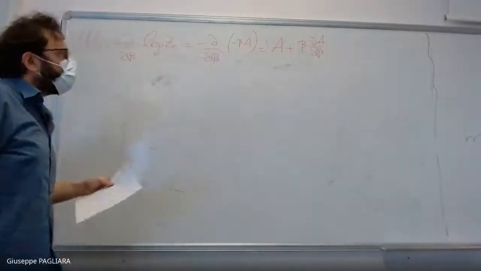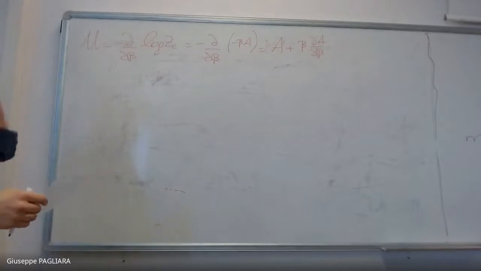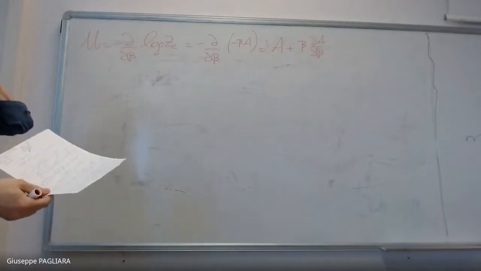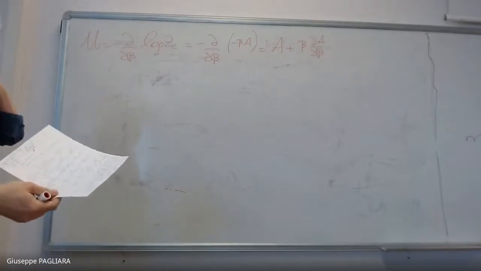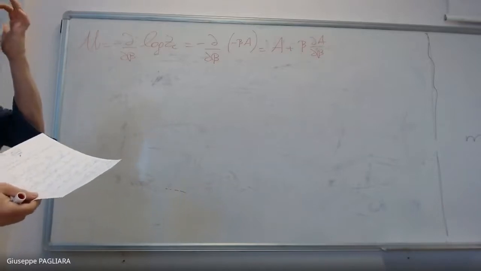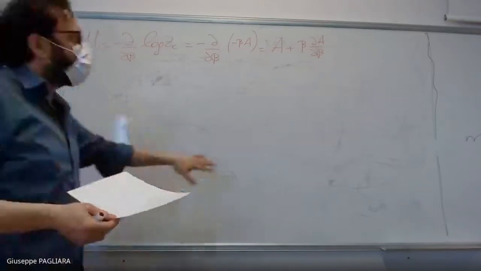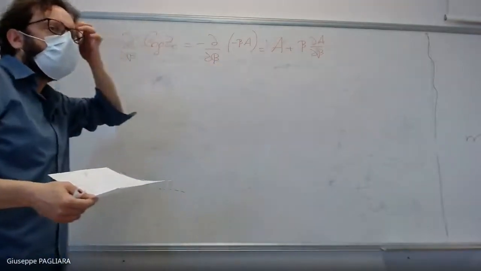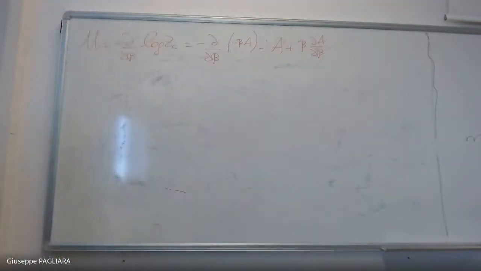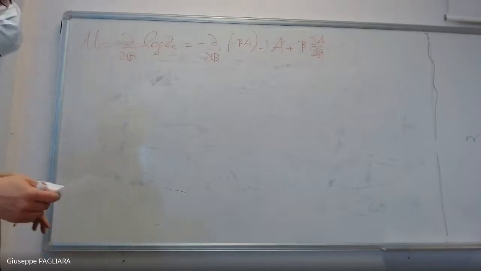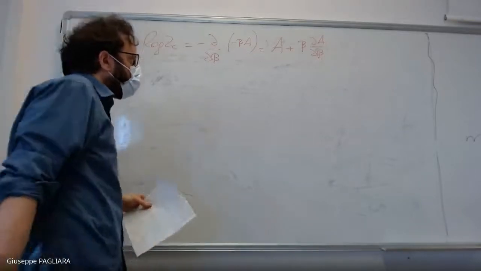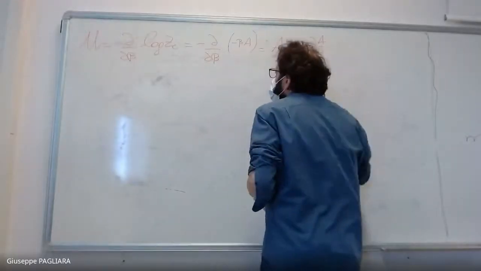Which is the standard formula in which U minus Ts is equal to A. So this factor here is just Ts, temperature times the entropy. I consider the fact that beta times the derivative with respect to beta has to be translated into a derivative with respect to temperature. So let's compute this.